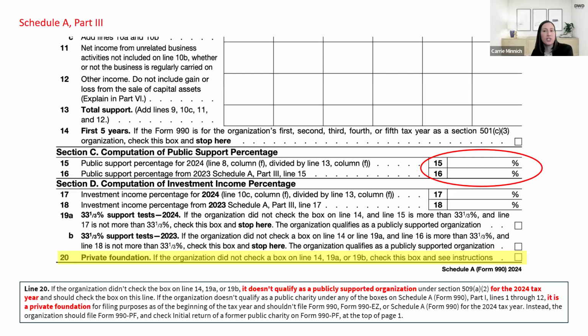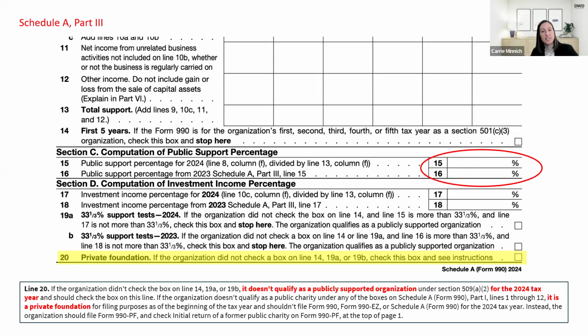So for those organizations that were a 10, so you get a lot of your revenue from contributions and grants, but you also have some program service fees, you have to fill out part 3. So again, the calculation is very similar, but on here we're looking at lines 15 and 16. We want lines 15 and 16 to be more than 33 1/3%. If it is less than 33 1/3%, you did not meet that 33 1/3% test.